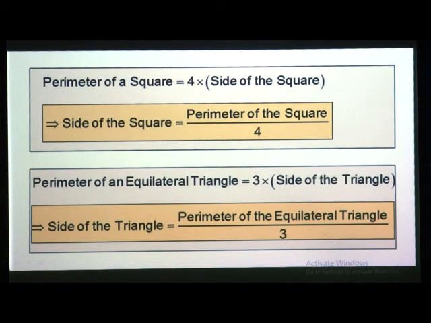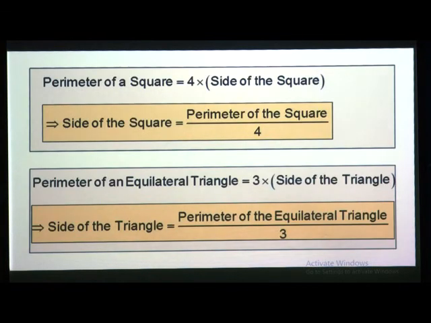In the same way, for the perimeter of a square, we have 4 into the side of the square. Then if we have to find the side of the square, we have to use this formula: the side of the square is equal to the perimeter of the square by 4. For an equilateral triangle, we have the formula 3 into the side of the triangle. Then if we have to find the side of a triangle in a question, we have to use the formula perimeter of the equilateral triangle by 3.